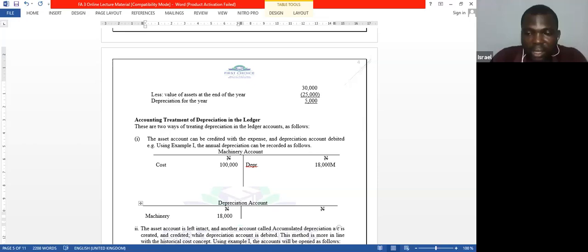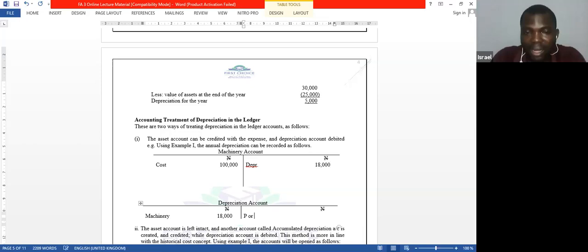So how do you close your account? Then you now come down. Okay, this should be okay. So you close your account. Then you close the depreciation account to P&L, your profit or loss account. You close it to your profit or loss account. Now if you close it, that will be 18,000. So we have 18,000.